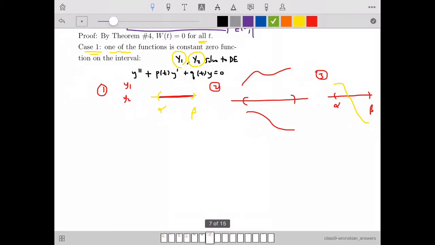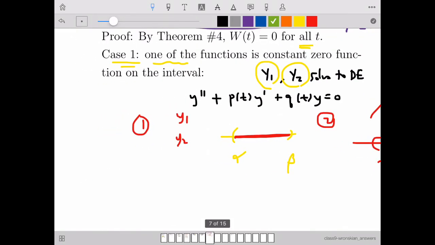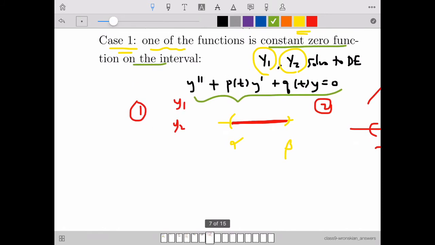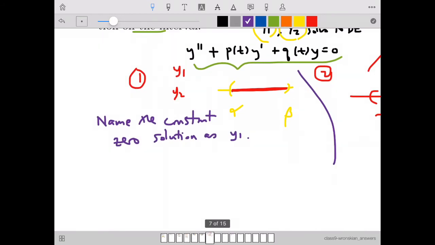So let's do case number 1. One of the functions is the constant 0 function on the interval. Because the constant 0 function is a solution, right? It satisfies this DE because it's a homogeneous DE. So in that case, name the constant 0 solution as y1 and the remaining solution as y2.